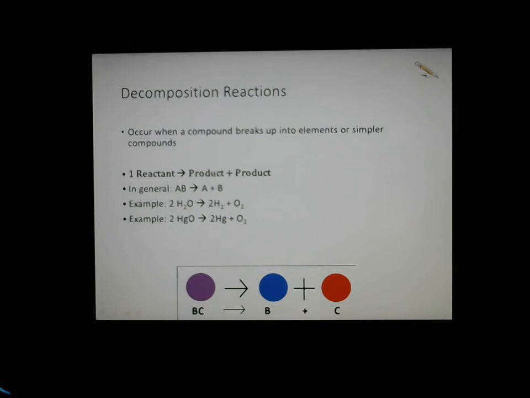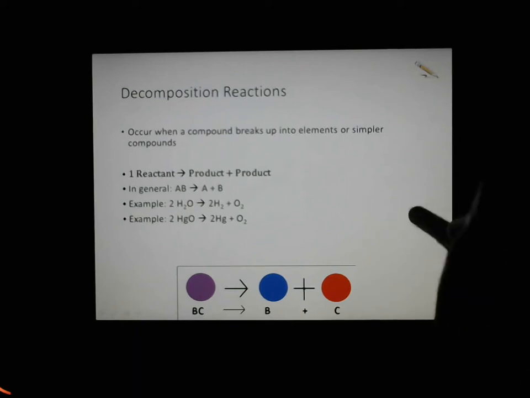Some easy examples, the opposite of the one we saw before. If you take water and you run a bit of electricity through it, it breaks up into hydrogen and oxygen. You may have seen that in the class in grade 8. Another one there, mercury oxide, if you heat it up, will break apart into mercury metal, the liquid silvery stuff you've seen, and oxygen gas.